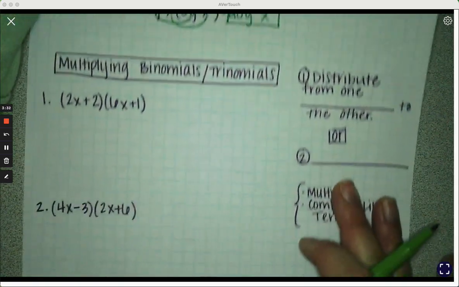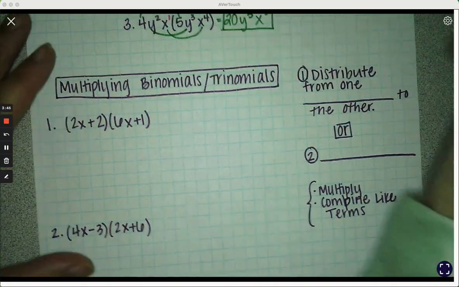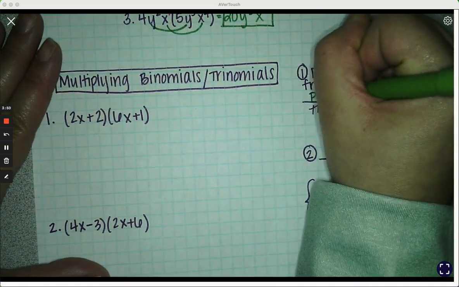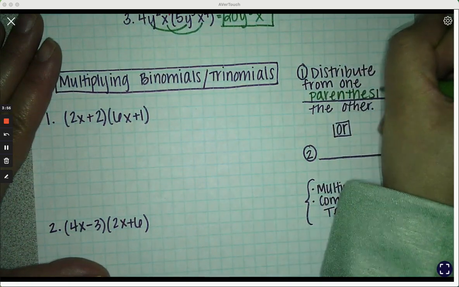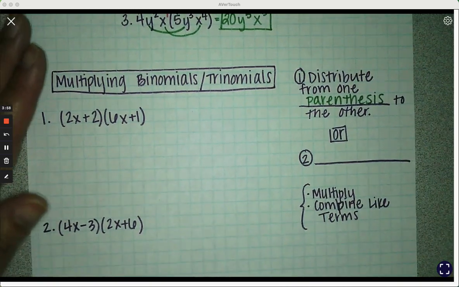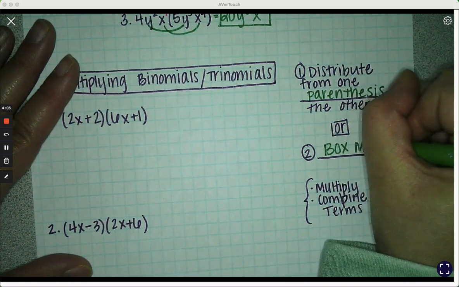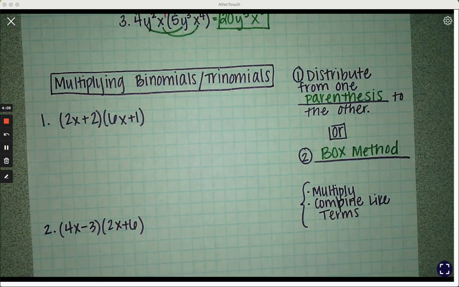All right, so that one right there should be a little bit of a review for you. Because now moving on, how we multiply binomials and trinomials is actually exactly the same way. One's just a little bit longer than the other. So there are two different ways that we can actually solve these problems. The first one is distribute from one parenthesis to the other, or we can use the box method. Okay, we're still going to multiply, and then we are going to combine like terms.